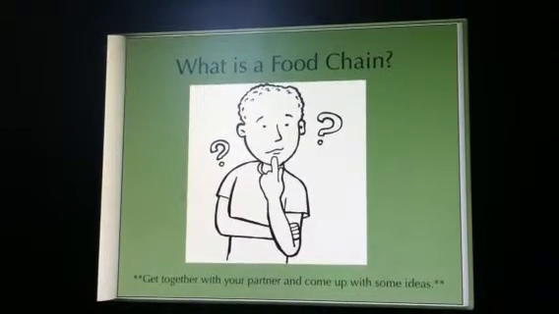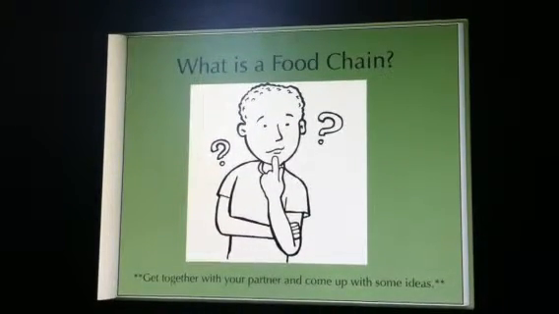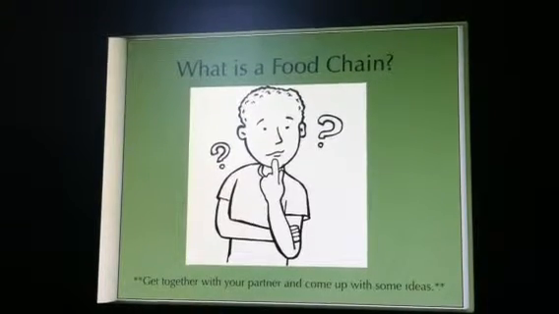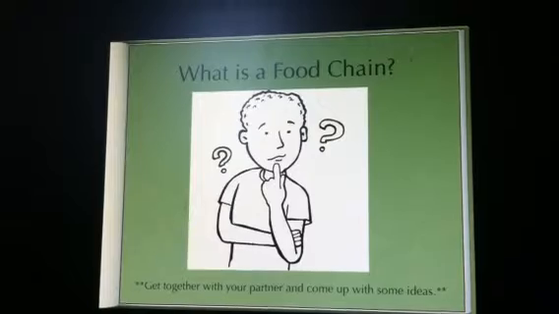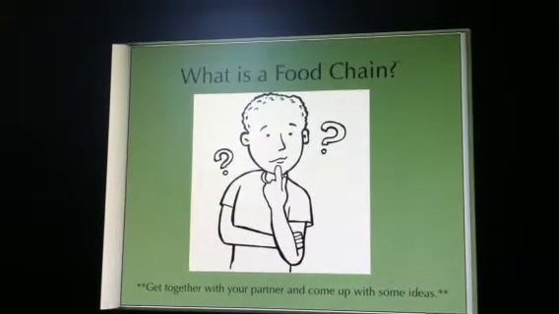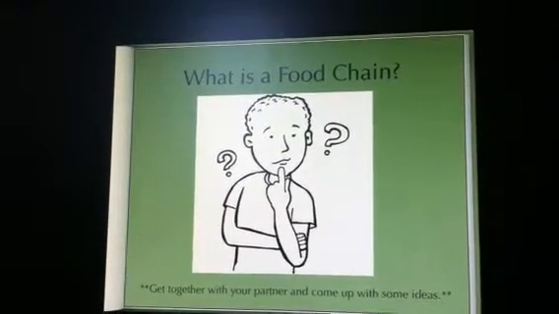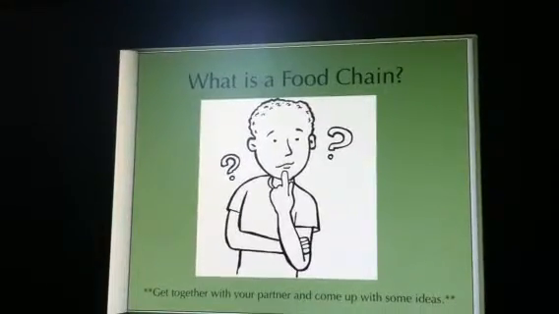Okay class, your 2 minutes is up. What kind of ideas did you guys come up with? Yeah, those are some great ideas, and you all got the gist of it. A food chain shows who eats who in an ecosystem. That's great.